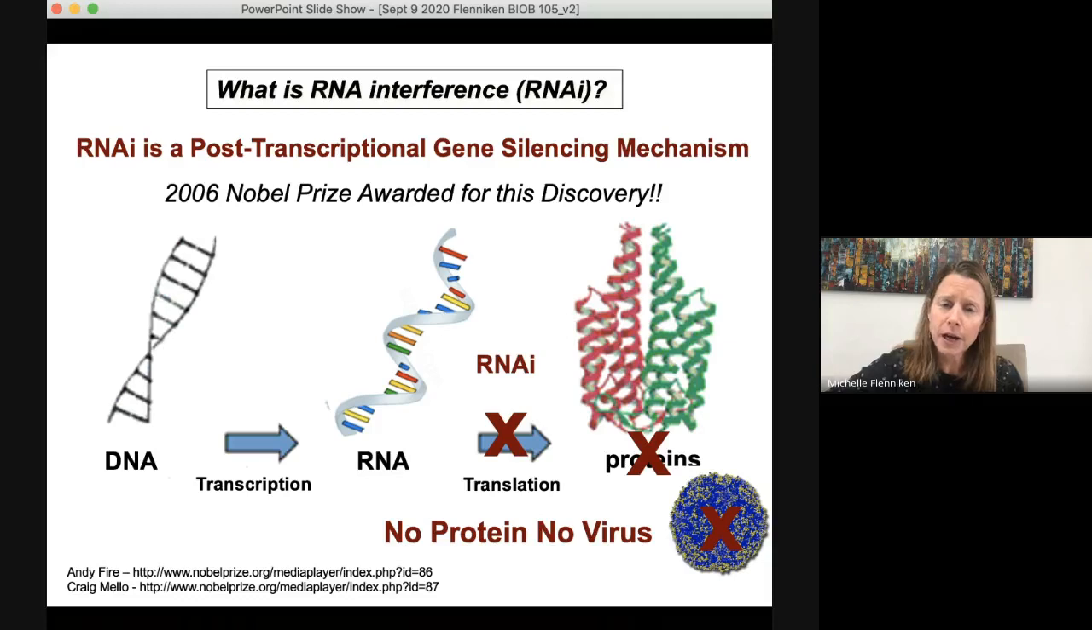The honeybee, and you and I, actually encode proteins that target that RNA and target it for destruction. And if the RNA is destroyed, you don't get any protein production. You can think about a virus as a protein shell encapsulating its genome, and without the protein shell, you don't get any more production of any virus. So no protein, no virus. That's why RNA interference is an effective antiviral mechanism in plants and insects.